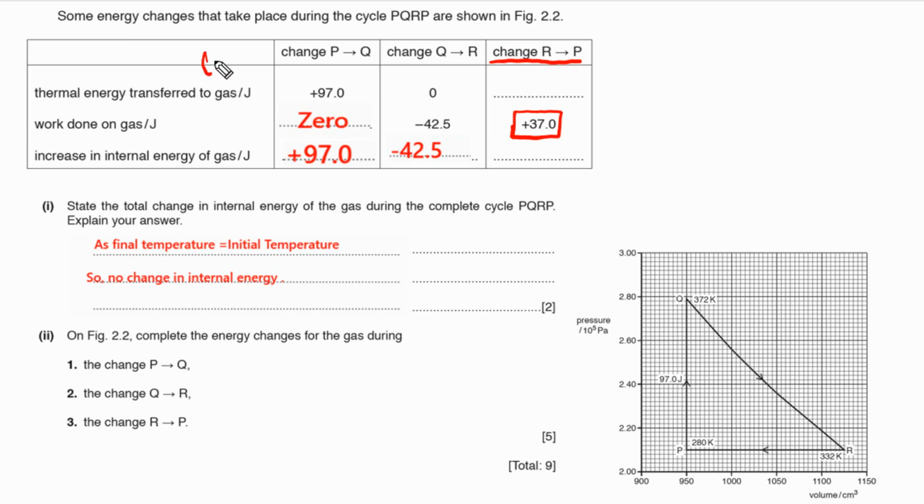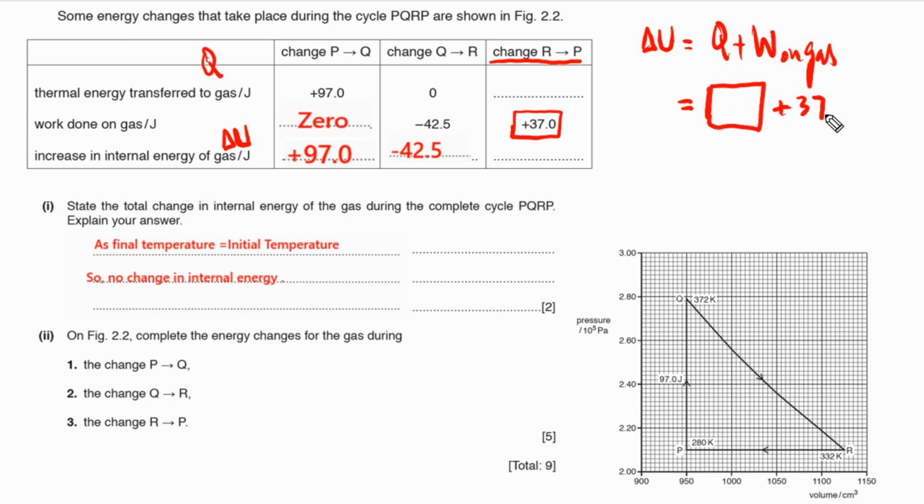For the change from R to P, only the work done on gas is given to us. We don't know the value of Q, and we also don't know the change in internal energy. First of all, let's write down the first law of thermodynamics. Delta U is equal to Q plus W, the work done on gas. For this process, it is given that work done on gas is equal to 37.0 joules, and we don't know the value of delta U. So we need to find the value of delta U, or the value of Q, and then we can find the remaining quantity.